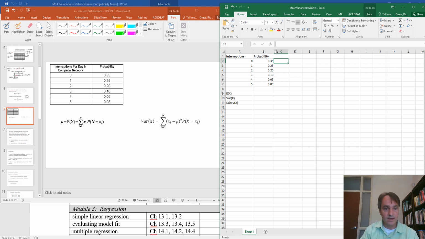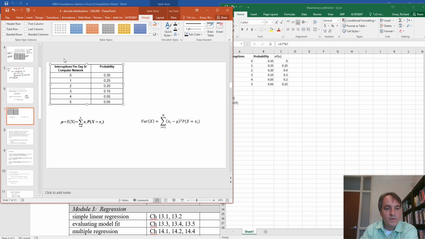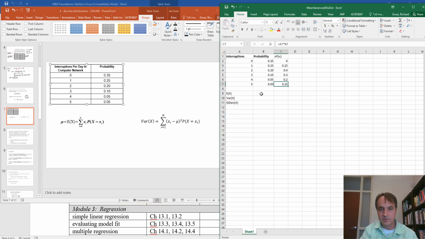I'll call this x times p of x. It's just going to be equal to this times this. And that's 0 because that's 0 interruptions. So I'll just copy that down. Okay, so that's the product. And then all we need to do now is add them all up. So I'm going to put this right here and set this equal to the sum of all of these products. What this tells us is that the expected number of computer network interruptions is 1.4.